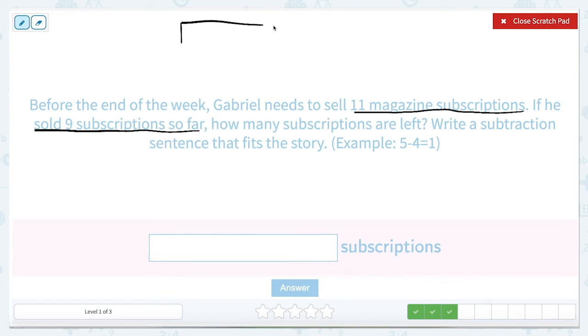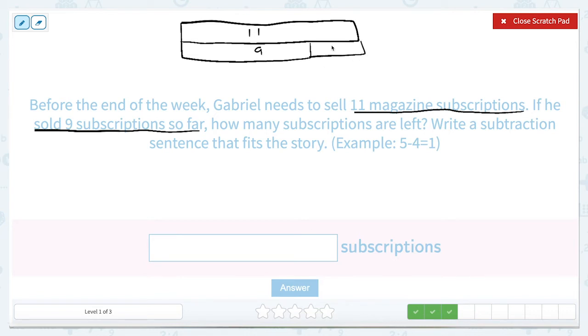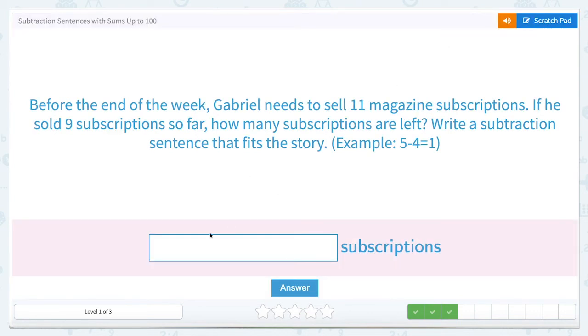Let's try that tape diagram. So here he needs to sell a total of 11. And so far, he's sold 9 of them, which means that this piece of our tape diagram is going to represent how many he has left. So we're going to start with that total of 11. We're going to subtract the amount that he already has sold, and then we're going to find our answer. So 11 minus 9 is going to give us 2.